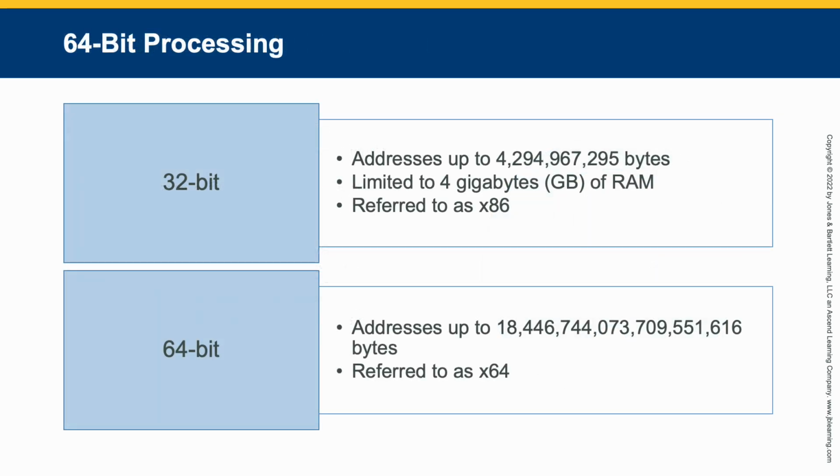For 64-bit processing, this starts with 32-bit, which addresses up to 4,294,967,296 bytes, limited to 4 gigabytes of RAM, referred to as x86. 64-bit addresses up to the number given on your screen, referred to as x64.